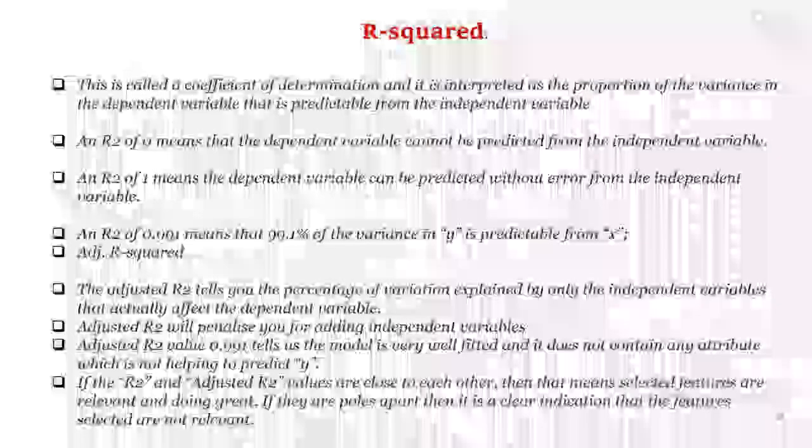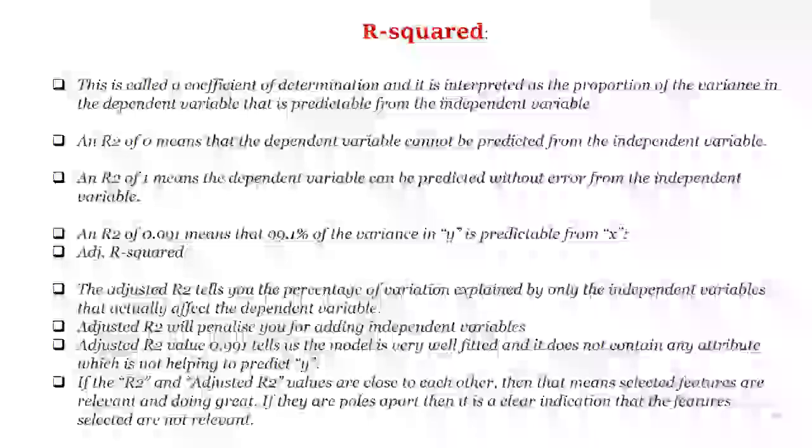Okay, so the R squared value, I have already explained how you can use this R squared value and what its significance is. So just let me go through it. If you see this one, R square of 0 means that the dependent variable cannot be predicted from the independent variable. So let's say the R square value is 0, it means there is no effect of the independent variable on the dependent variable.